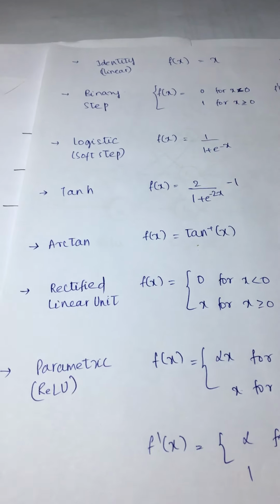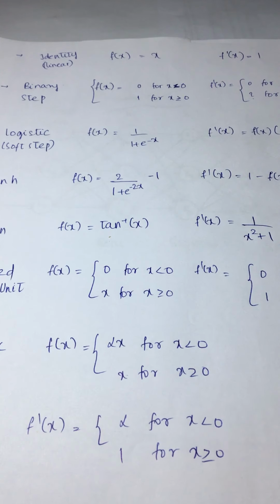Next is your parametric ReLU. This is that particular formula. When the input is less than 0, it is alpha x, and if it is greater than 0, it's only x.